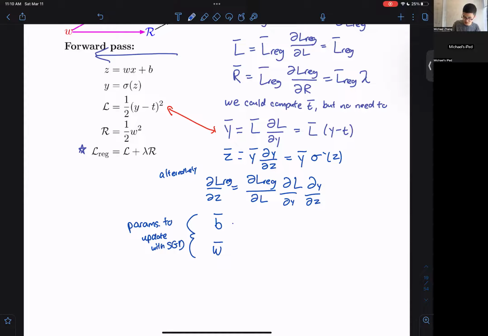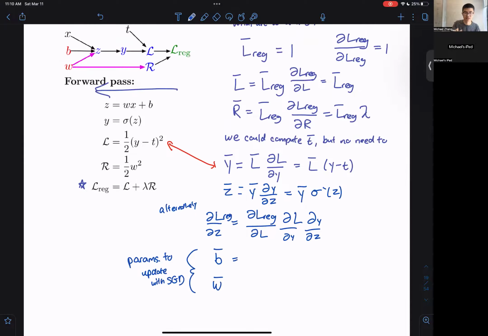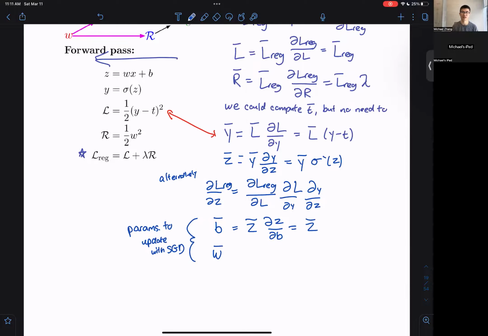And B bar is going to equal, if we look at the graph, B affects Z, and we know the influence of Z from before, it's Z bar times partial Z partial B. So this second term is actually just going to equal 1 because Z is linearly dependent on B. So we have B bar equals Z bar.